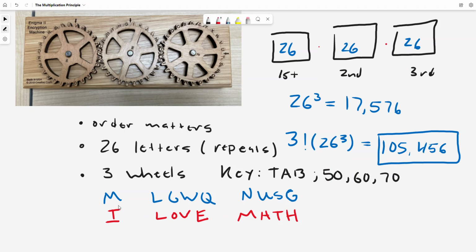Of course, in order to decrypt, you would locate the right spokes, then rotate the key to the proper position. That way when you rotate, the letters will also rotate properly, so that when I look up M, I'll get I. When I look up L, I get L back, and so on. And it just comes out to the phrase, I love math.